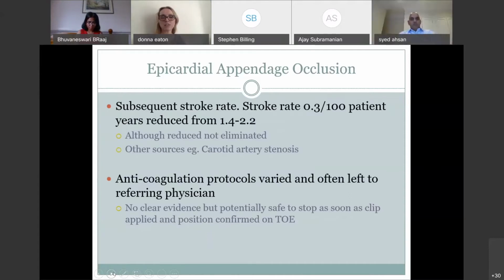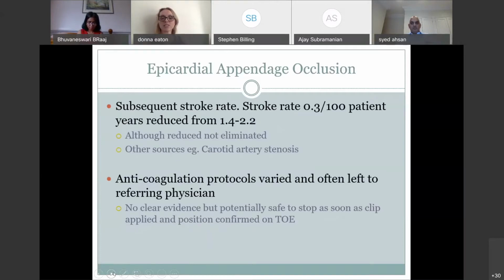Looking at the stroke rate in those patients, the subsequent stroke rate was 0.3 per 100 patient years, and that's down from 1.4 to 2.2. So as Steve was saying, you get a significant reduction in the stroke. It's not completely eliminated because you have other sources of stroke, obviously.